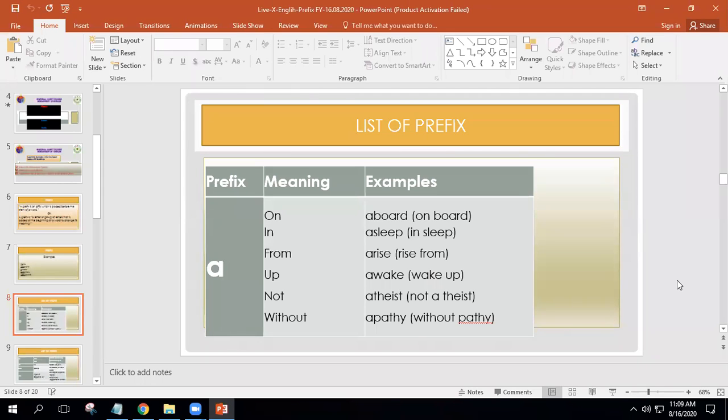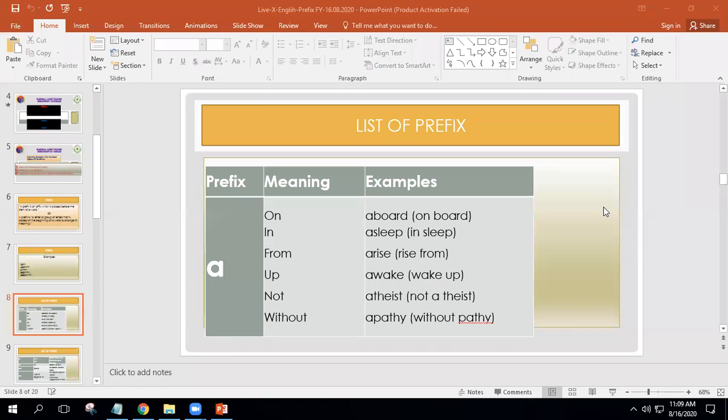And see the examples. At first, aboard means on board. Then asleep means in sleep. Arise means rise from. Awake means wake up. Atheist means not theist. And apathy means without pathy. Dear cadets, all the words are very common here. You all are familiar with these words.